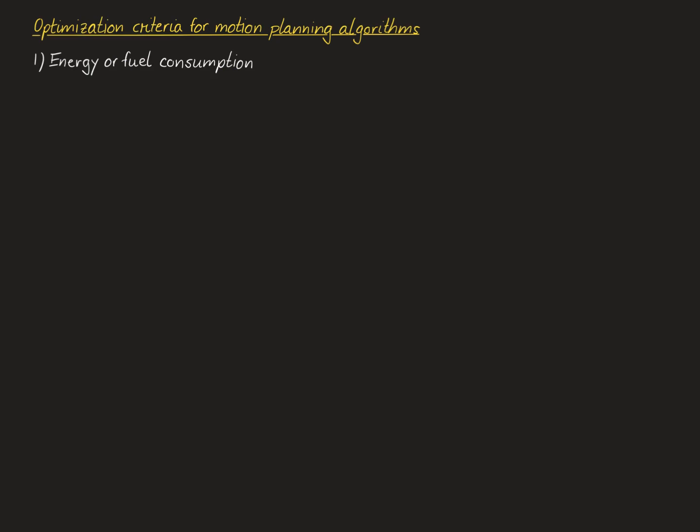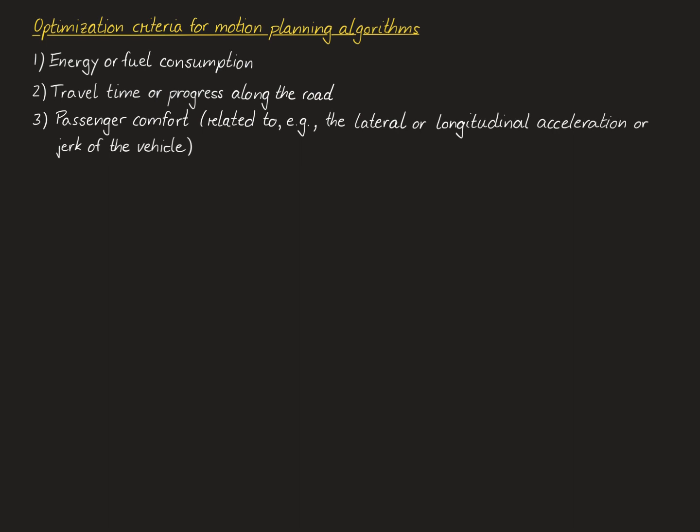Let's start with the most important criteria that motion planning algorithms generally aim to optimize. First, energy or fuel consumption of the vehicle. Second, travel time or progress made along the road. And third, passenger comfort, which is of course not easy to measure, but it's usually put into some relationship with the acceleration or the jerk of the vehicle, either in lateral or longitudinal direction. The term jerk refers to the derivative of the acceleration with respect to time.